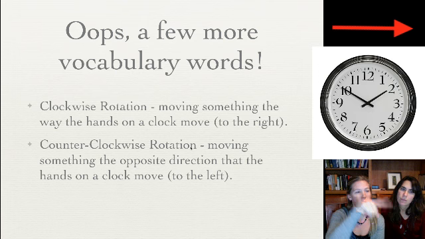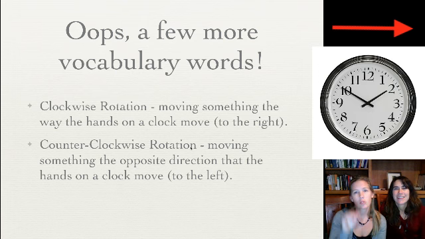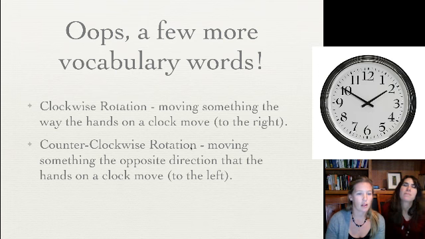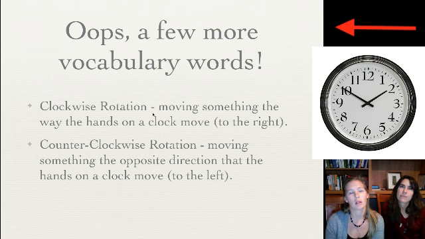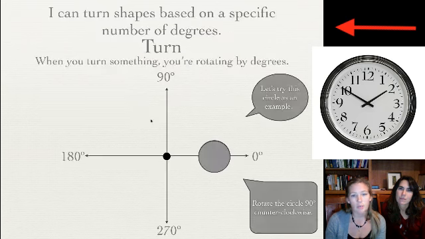This might end up backwards on the video. I'm not sure if I'm flipped in the video, but the way the hands on a clock move, that's the direction that you would be rotating. And then counterclockwise is the opposite direction. So you would be moving to the left. So write those two words down and then draw the little arrow that helps you remember which direction that means.